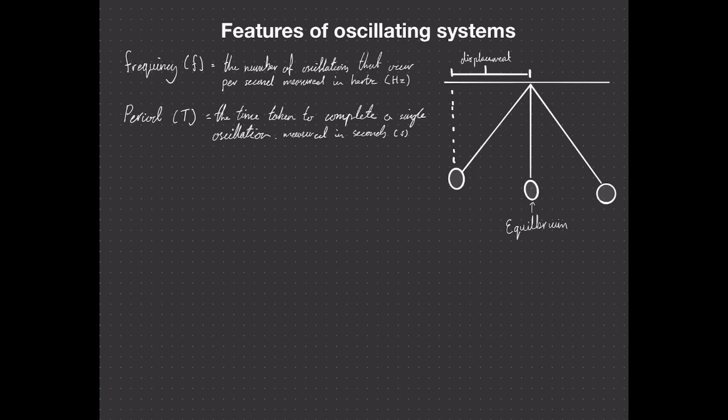What does that mean? f equals 1 over T, meaning that the frequency is proportional to the inverse of period, and period T equals 1 over f, meaning that our period is proportional to the inverse of frequency. That means if our period goes up, our frequency goes down, or if our frequency goes up, our period goes down. Makes sense, seeing as frequency is the number of oscillations per second, and period is the time taken for a single oscillation.